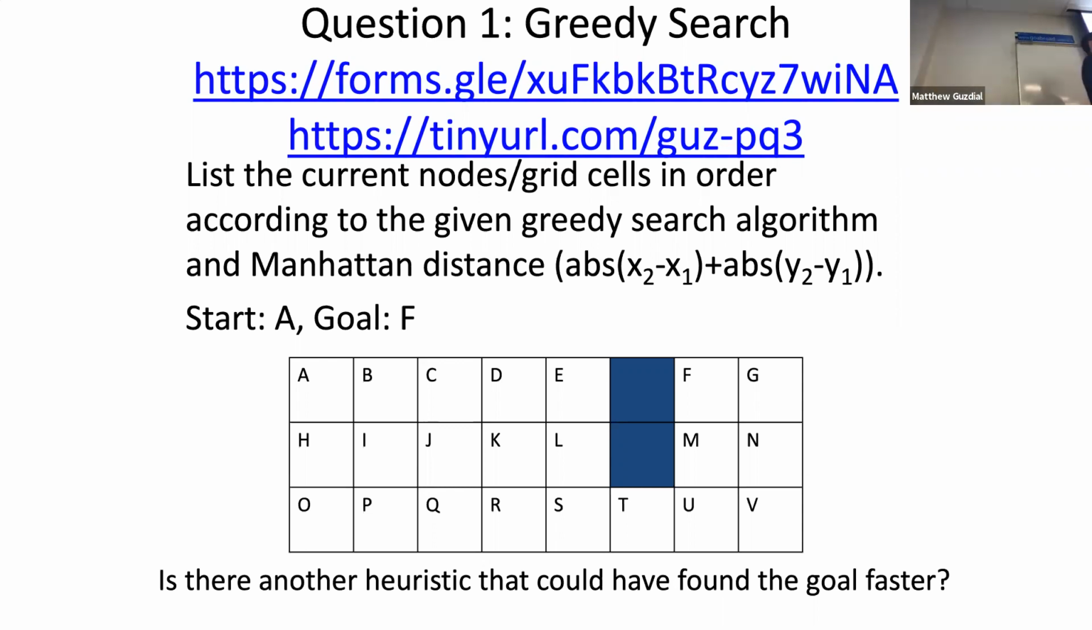So here's the question. What I want you all to do is to list the current nodes or grid cells in order according to the given greedy search algorithm, the one that I just showed you, using the Manhattan distance, which is the absolute value between the X's and the Y's, assuming that we're starting at A and that our end goal is F. If it's helpful, you can assume that A is position 0, 0. You could also assume that O is position 0, 0. It doesn't really matter. All that matters is that every grid cell is one apart, okay? There's a second part of this question, which is: is there another heuristic, not the Manhattan distance, that could have found the goal faster?